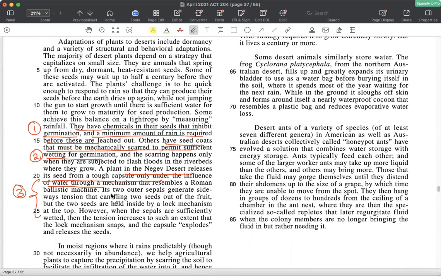Okay, so these last two paragraphs talk about animal adaptations. The frog adaptation, I think, is quite straightforward. But in the case of ants, there are these groups of worker ants that fill themselves up with water, and they become the size of a grape. And then they provide that extra water when the other worker ants are unable to procure any.